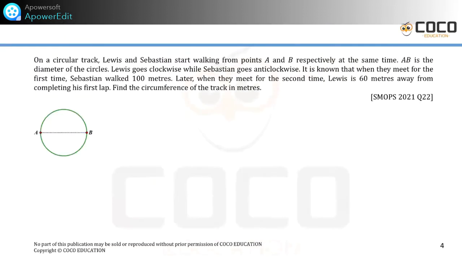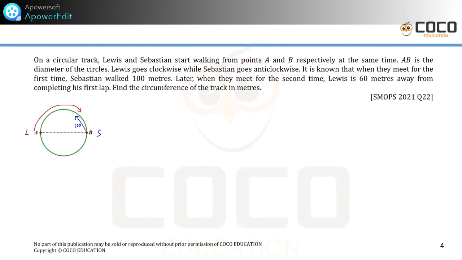Right. So the third question is from the year 2021. In this one, they are running on a circular track. They start from the opposite ends of the circular track. Louis starts from A, Sebastian starts from B. First time, Louis traveled clockwise, Sebastian is anti-clockwise. Here Sebastian has traveled 100 meters.